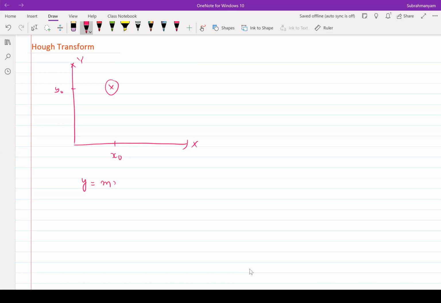We all know y equals mx plus c, m being the slope and c being the intercept. Suppose for a given point, this is image space, correct? In the image space, I have a point here. Let me call the other space Hough space for the time being, though Hough has nothing to do with it technically, except that this transform was proposed by Hough. So let me call it transform space, to make the name more intuitive.